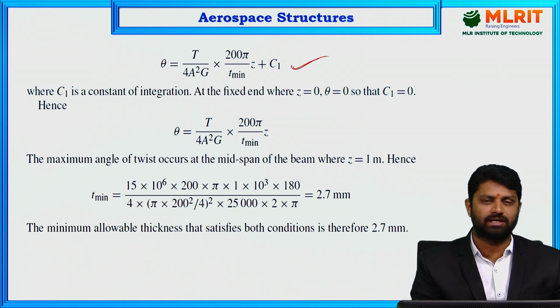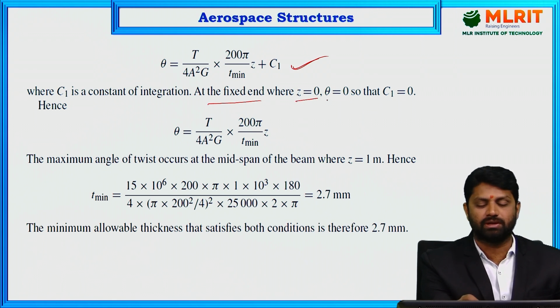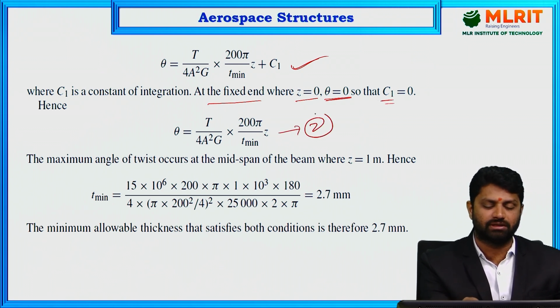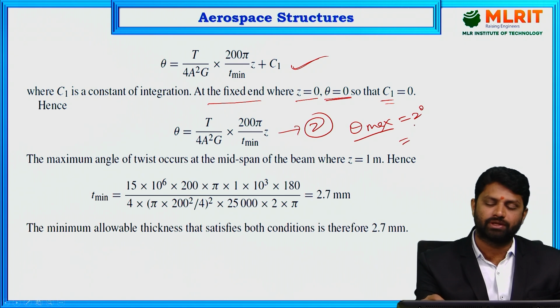Since both the ends are fixed, at the fixed end where z equals 0, the rotation, that is the twist, is also 0. When you substitute in this equation, you get c1 equal to 0, and you are left with the similar equation, that is theta equals T by 4A square G into 200 pi by t minimum into z. And since in the question the maximum angle of twist is given as 2 degrees, we need to convert this into radians. You can convert this by multiplying by pi by 180.